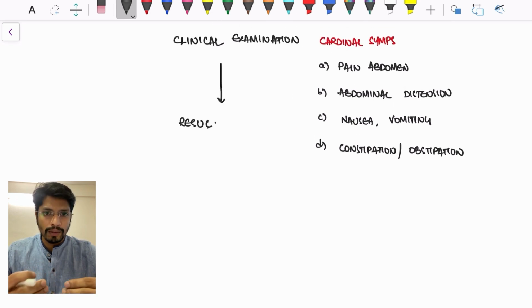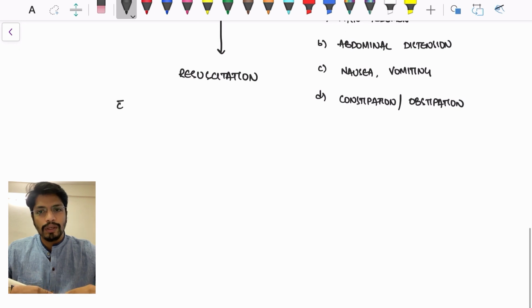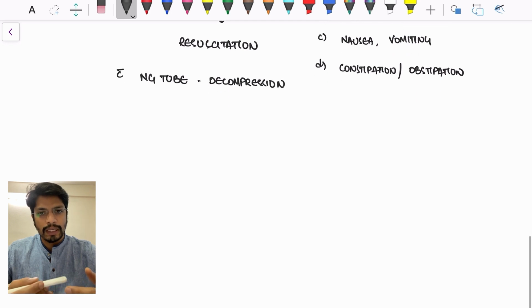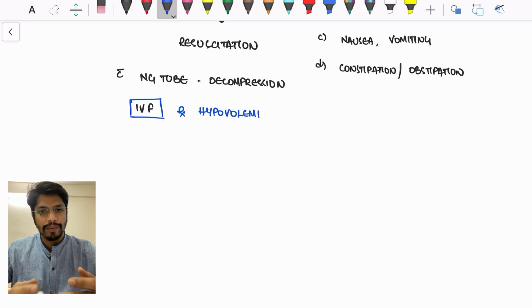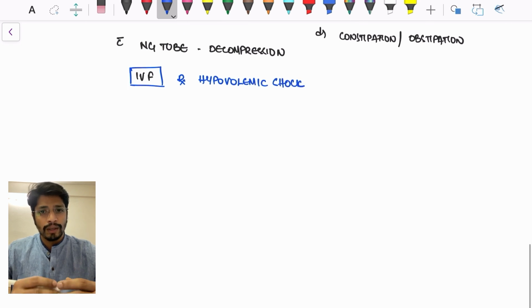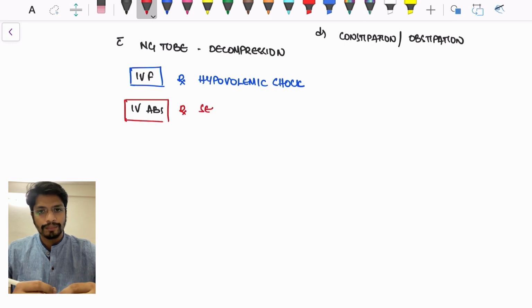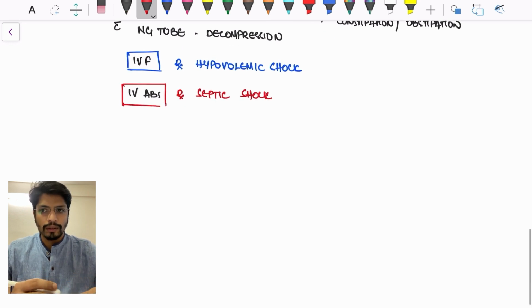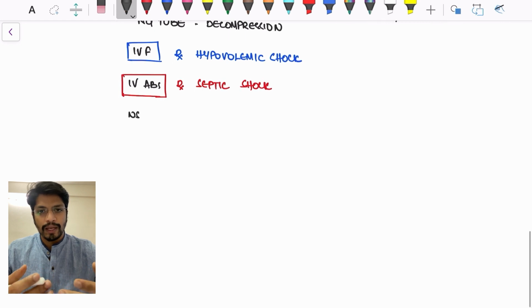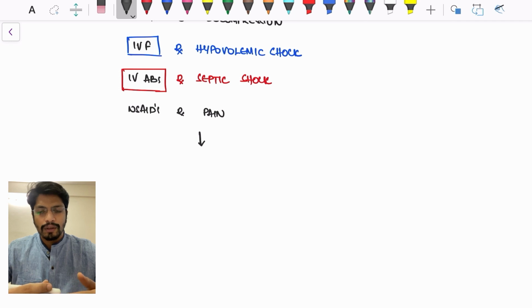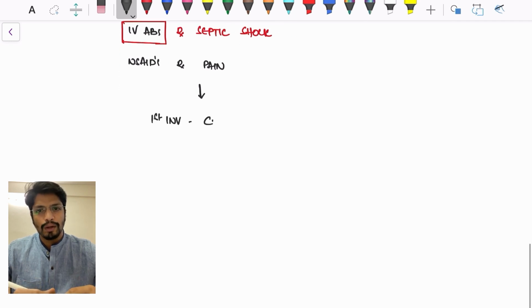Next, depending on the presenting situation, we need to resuscitate the patient with the help of a nasogastric tube. This is useful for decompression, and IV fluids are required to battle the hypovolemic shock, and IV antibiotics are given. This is to prevent septic shock due to bacterial overgrowth. The anaerobic bacteria will be expressed in more number, resulting in septic shock, and NSAIDs are given to treat the pain. After resuscitating, we'll order the first investigation.